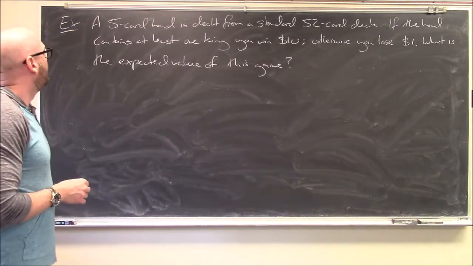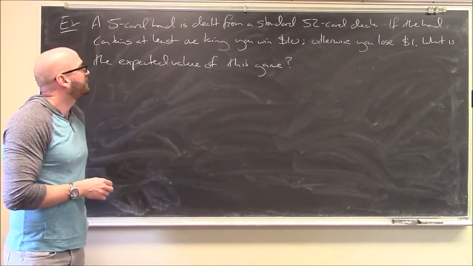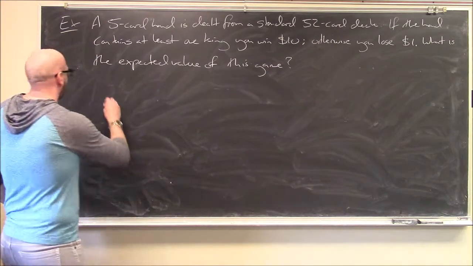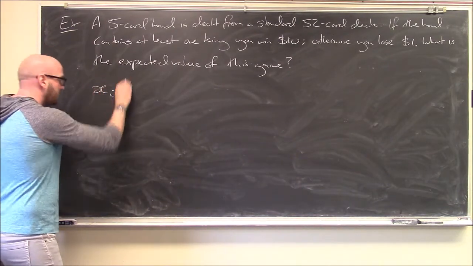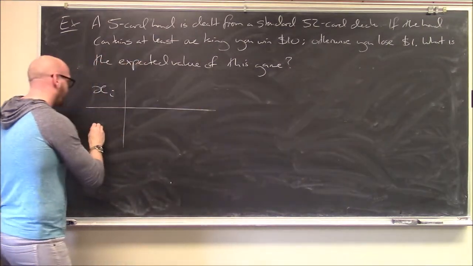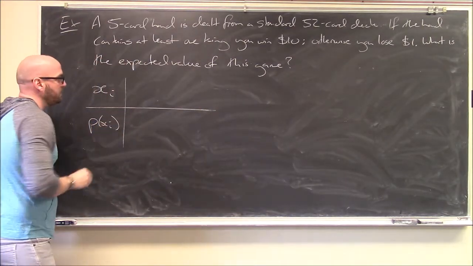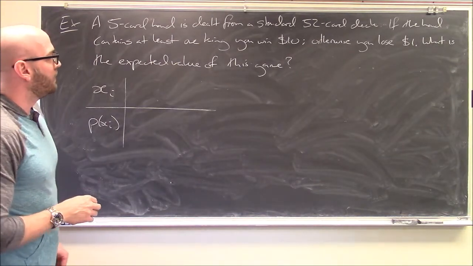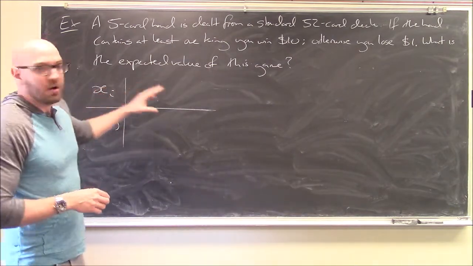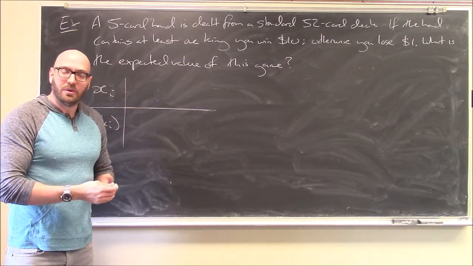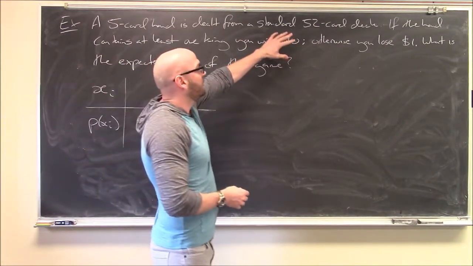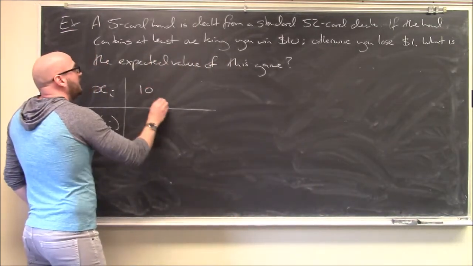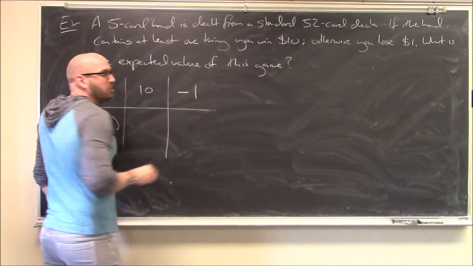Well, this comes down to the probability of being dealt at least one king. So we're going to have to compute that, obviously. Let's just jump straight to our table with our random variable and our probability distribution. How do I want to construct this random variable? To every possible hand, I want to assign either plus $10 or minus $1. So I've only got two outcomes. Either I win $10 or I lose $1.